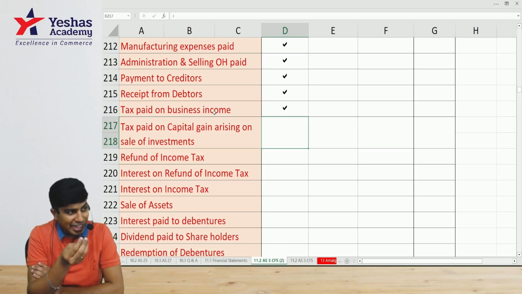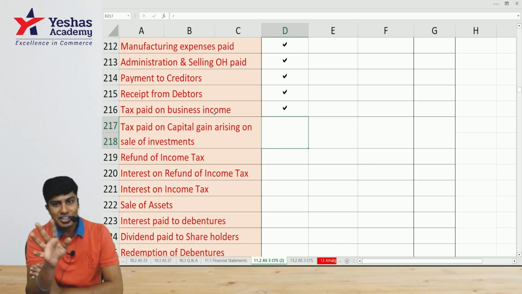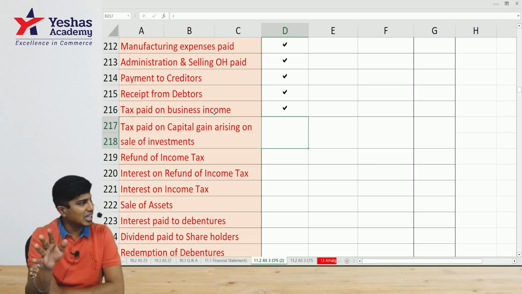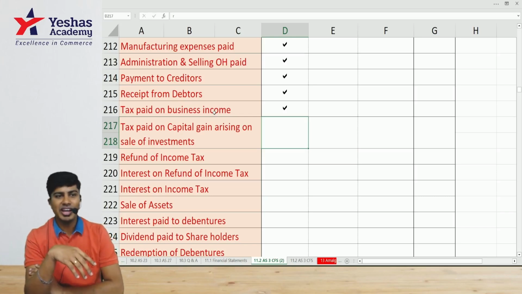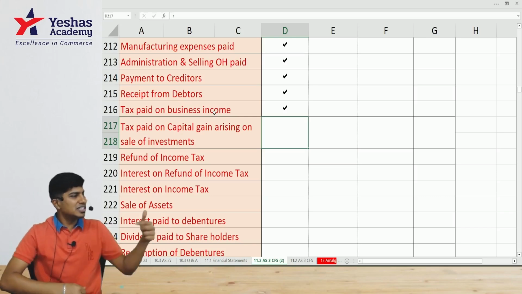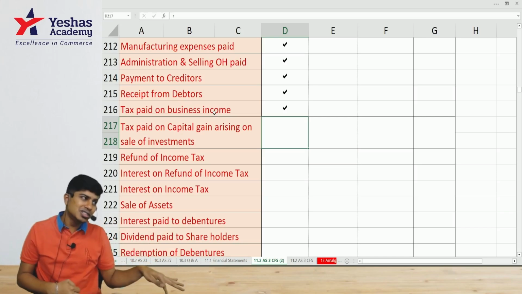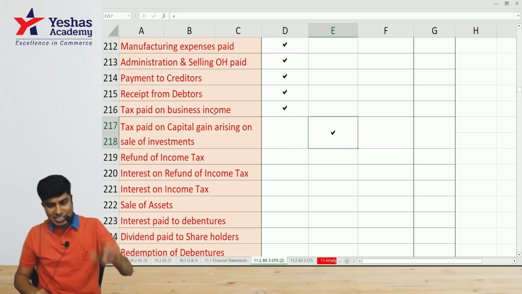A capital gain. When you sell a capital asset and you get more than the cost of acquisition, that excess that you received is LTCG, STCG. You pay that tax. Is it operating, investing, financing? Investing. Why? It is on sale of asset, not goods. So that is investing.